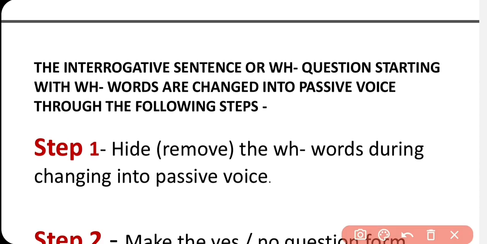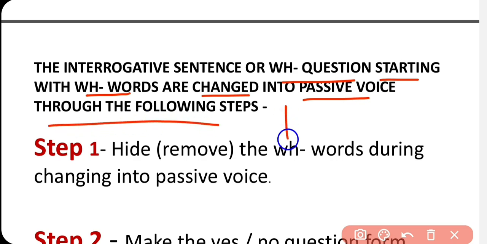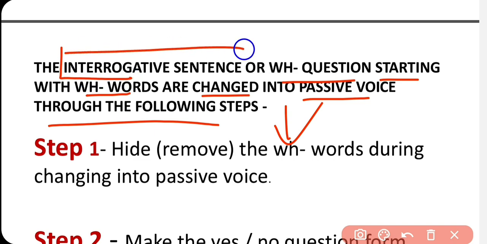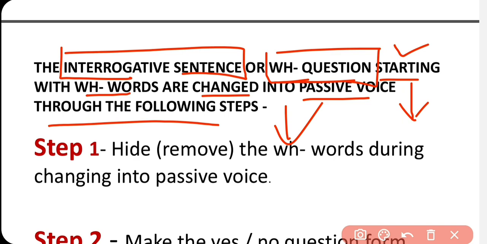The interrogative sentence or WH question starting with WH words are changed into passive voice through the following steps. So, interrogative sentence বা WH কোয়েশ্চেন যুক্ত যে বাক্যগুলি আছে তার প্যাসিভ ভয়েস করতে গেলে you have to follow these steps.